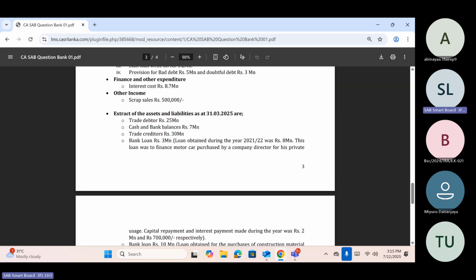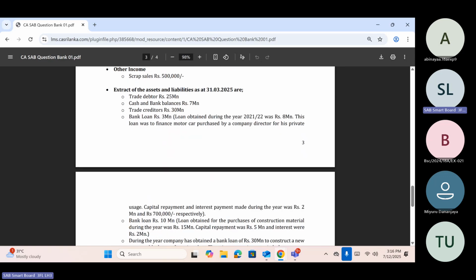Now we did the finance cost assessment, we did the scrap sale. Therefore, we need not adjust again. It is there in the profit before tax, so we need not adjust again. So that's all about the main thing.